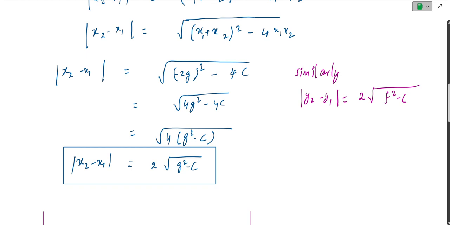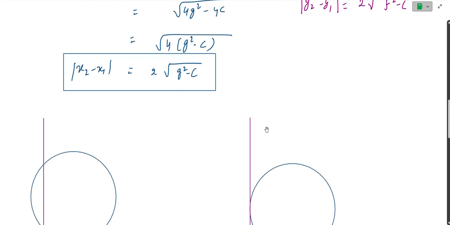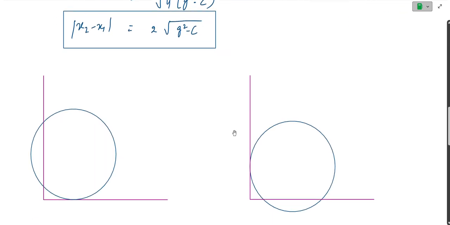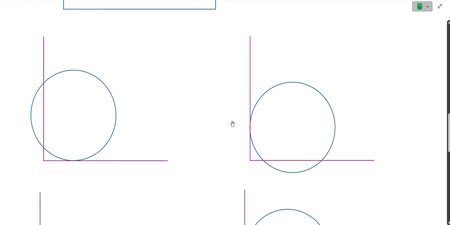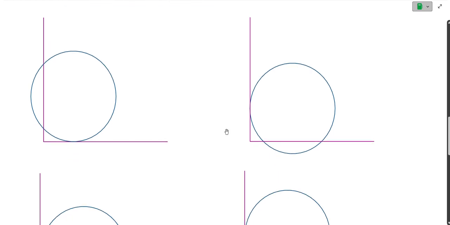I have taken various situations. In these situations, we will be finding the length of the intercept, or whether the circle is touching the axis, and what the condition will be whenever the circle is touching the axis. Like that, we will discuss the various cases here.